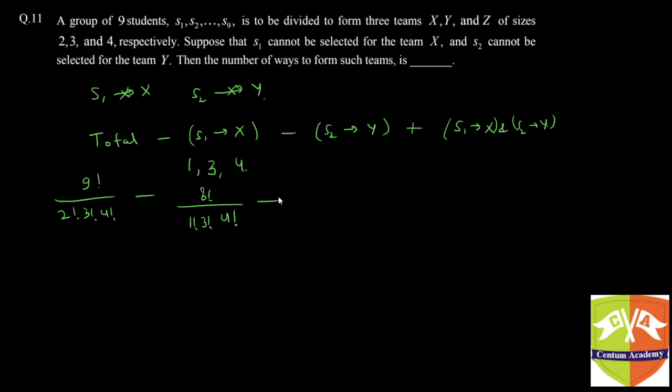Alright, minus S2 goes to Y, then 2 students need to be selected for the first group, 2 for the second group, and 4 for the third group. So this can be done in 8 factorial divided by 2 factorial whole square times 2 factorial times 4 factorial. But because both of them have 2 students each, you can again distribute them in 2 factorial number of ways. So this is nothing but the number of ways of dividing the remaining students into 3 groups of 2, 2, 4 each and giving them to X, Y, Z. Finally, both of them happen simultaneously.